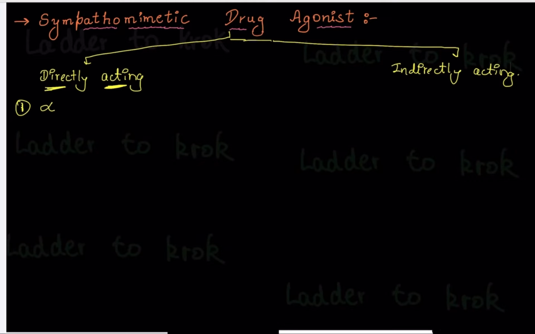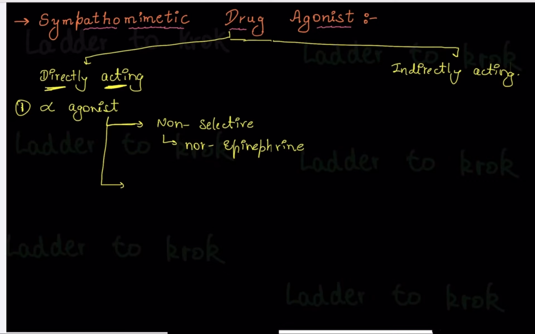So the first one is alpha agonist. In this alpha agonist, the first one is non-selective. Non-selective means it will activate both alpha 1 and alpha 2. The example of non-selective is norepinephrine. In this alpha agonist, the second one is alpha 1 selective, that will selectively activate alpha 1.